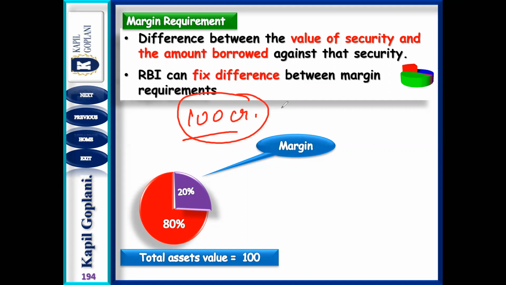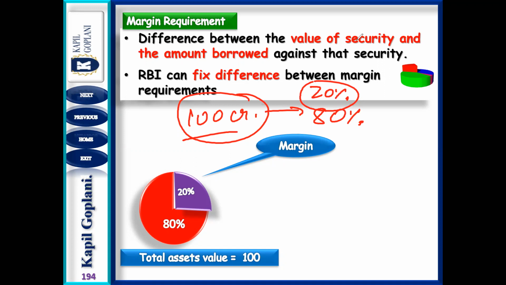So whenever you go to the bank, it will not sanction the whole amount. Bank will sanction only 80%. That 20% margin has to be maintained. Okay, so 20% margin you will have to maintain. That 20% margin is the difference between the value of security and amount borrowed against that security.